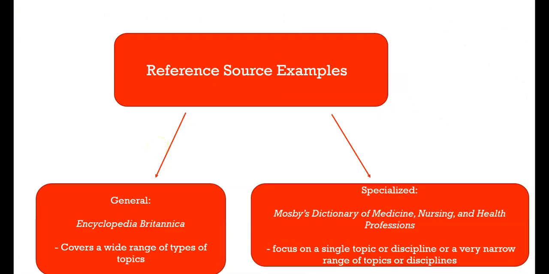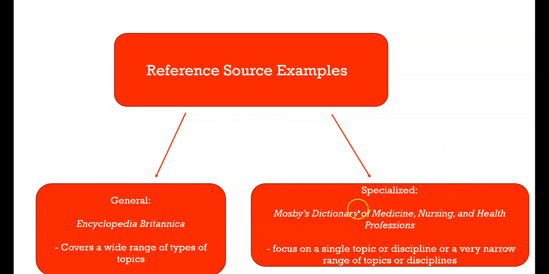Reference resources can be general in nature. You might hear the term multidisciplinary for general, and that would be resources like the Encyclopedia Britannica, World Book Encyclopedia. These cover a wide range of topics and subjects. So you're going to find articles on the Civil War in this source, an article on gorillas, an article on astronomy, all alphabetical in the same reference resource.